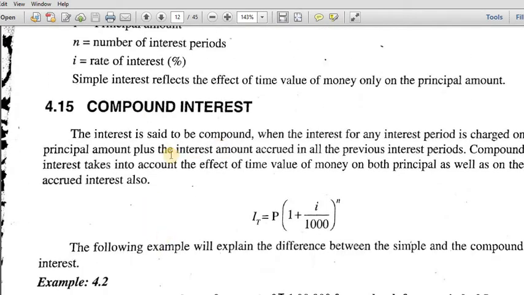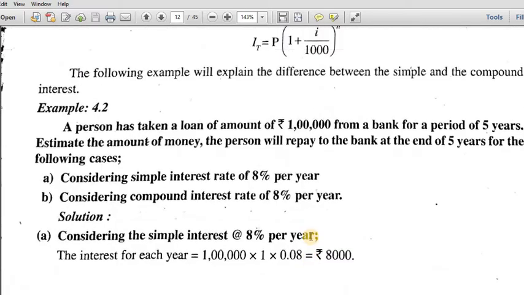Compound interest means what? The interest is said to be compound when the interest for any interest period is charged on the principal amount plus interest amount accrued in all the previous interest periods. Example, we'll see that example, that will be best.